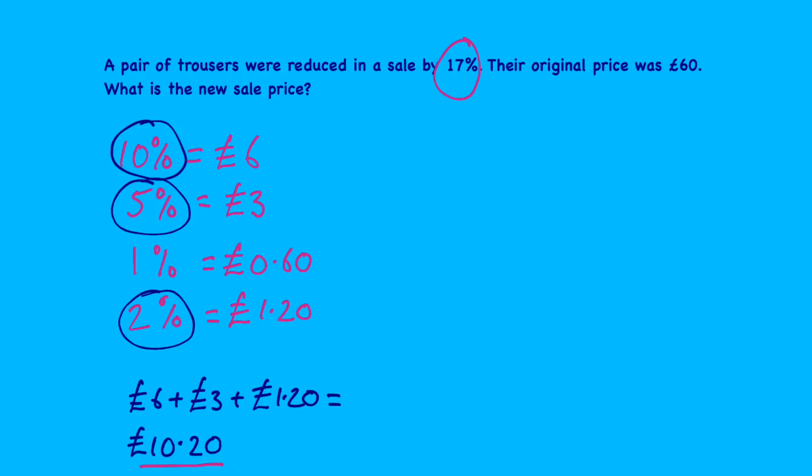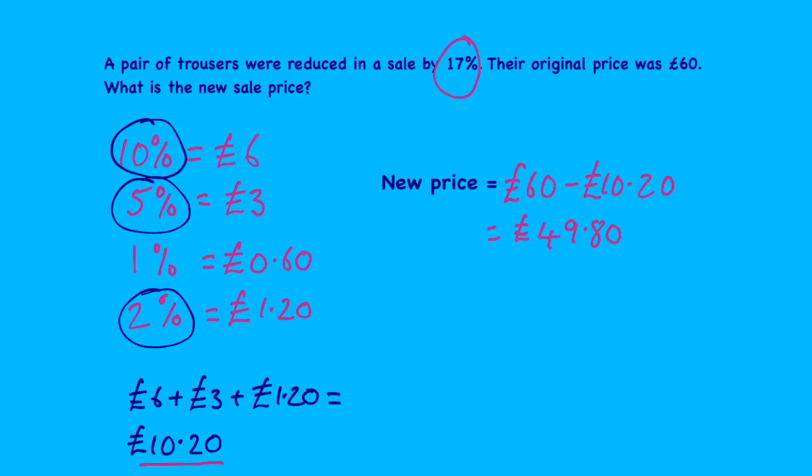So let's find the new sale price. So a new price is my £60 original price minus my 17% reduction. Therefore my final answer is £49.80.